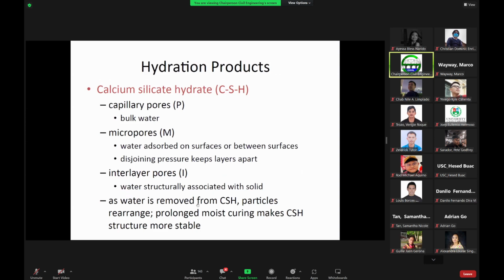Now, as water is removed from your CSH, the particles rearrange, so the sheets will rearrange, and that means also any prolonged moist curing will make your CSH structure more stable. So if we don't keep on removing water, your CSH can form a more stable structure. So this helps it become more resistant to environmental changes like drying.